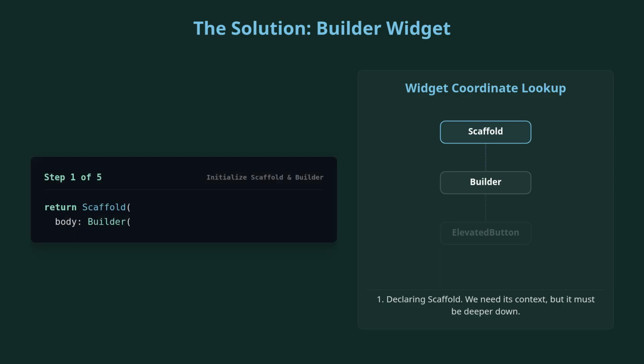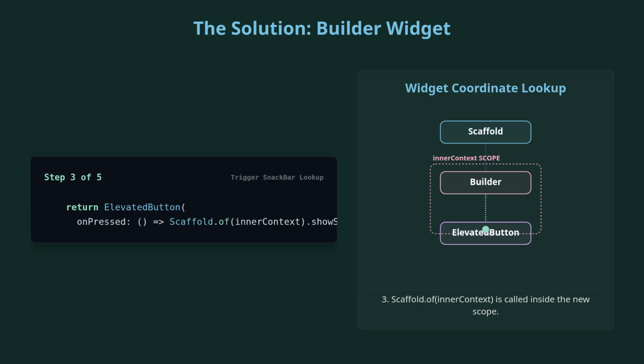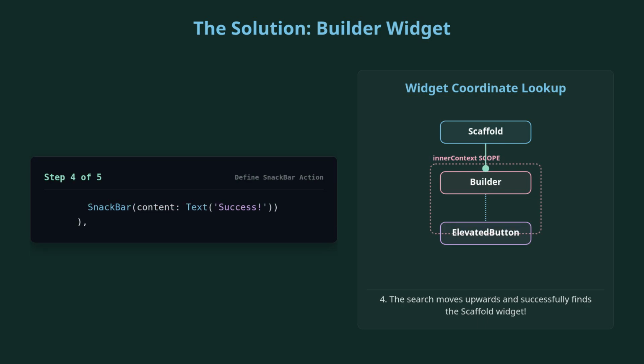To fix this, we need a new context that sits below the Scaffold. Flutter provides a brilliant utility widget called Builder. A Builder does one simple thing. It takes a closure and passes it a brand new BuildContext located exactly where the Builder itself is placed in the tree. Now, when you call Scaffold.of(context) inside the Builder, the search starts below the Scaffold, finds it successfully, and your snack bar slides up beautifully.